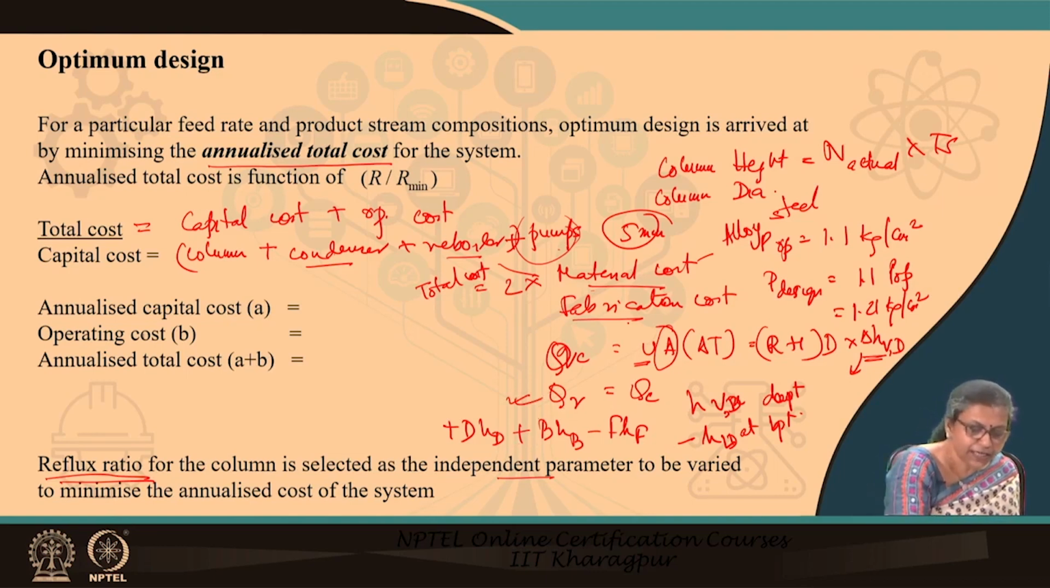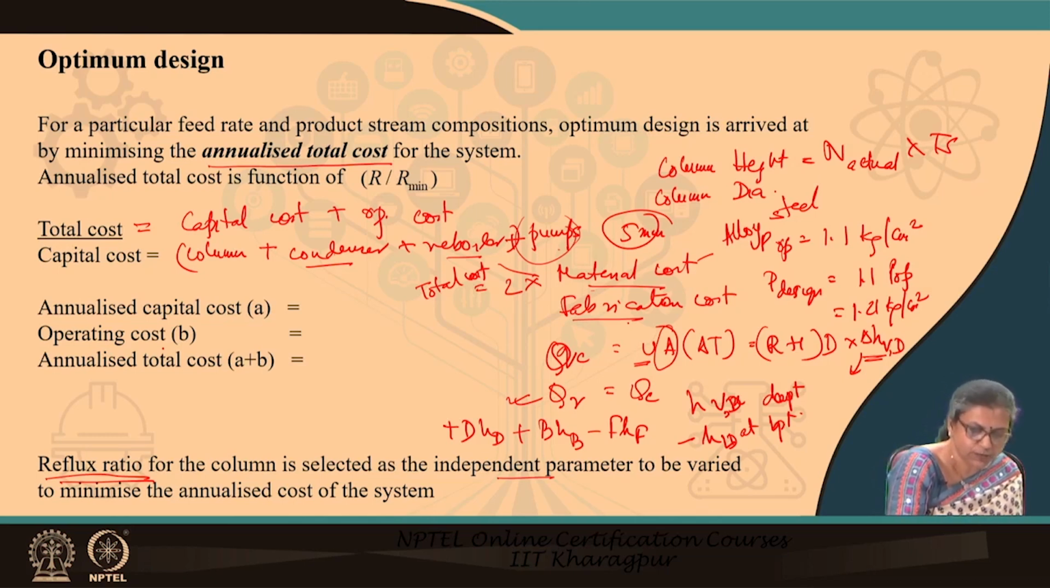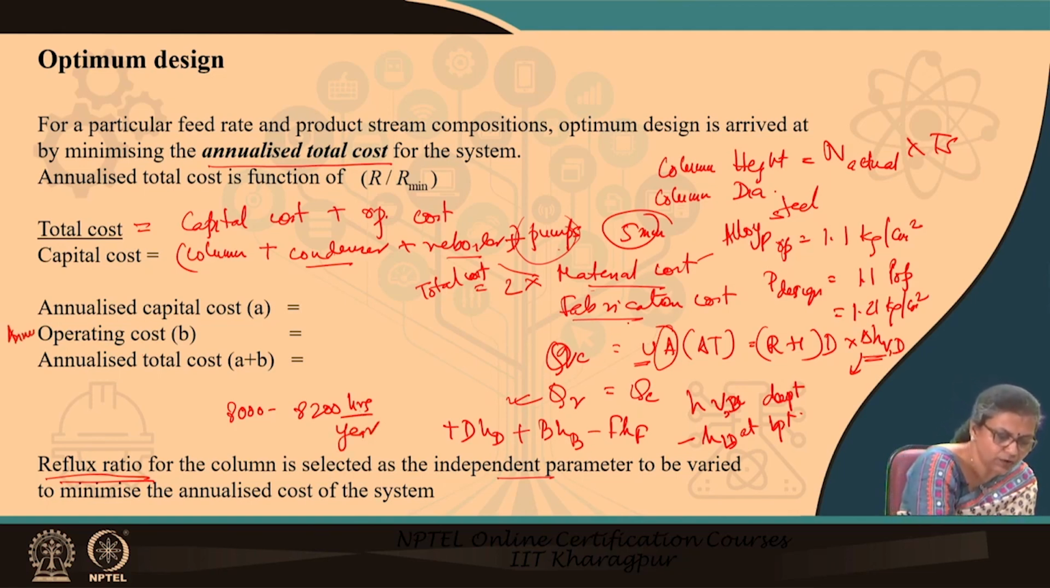So, therefore, we can find out the total cost, which is equal to the capital cost plus operating cost. Capital cost I have already discussed. Among the operating costs, you have the cost of steam as well as the cost of the cooling water. If you know the amount of steam or cooling water that you require, you know the price, and for a continuous plant you can assume, say, 8,000 to 8,200 hours of operation per year. So, therefore, you can find out the annual operating cost.